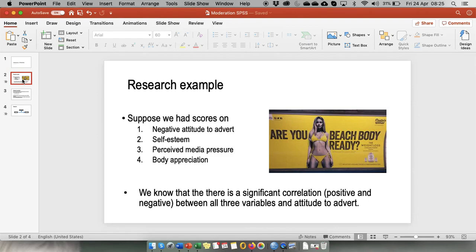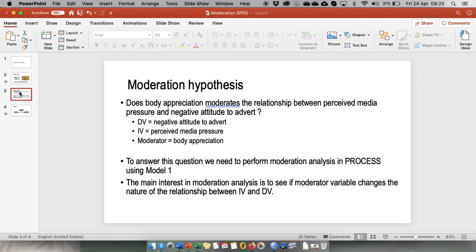So we measured the attitude towards the advert. We assessed self-esteem of people and perceived media pressure and body appreciation. In this particular analysis, we're interested in whether body appreciation moderates the relationship between perceived media pressure and negative attitude to the advert. So the idea is that if you have a high body appreciation, the relationship between media pressure and the negative attitude to the advert would be weaker.